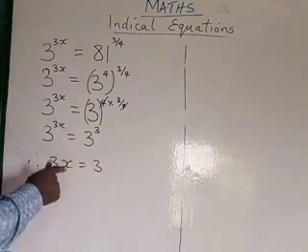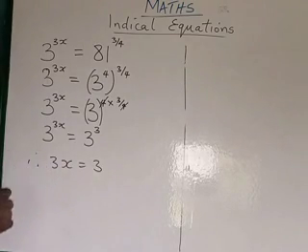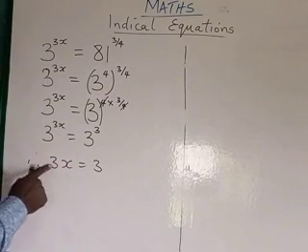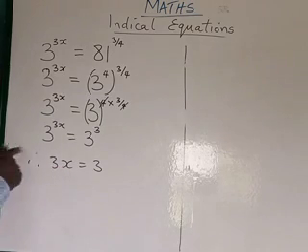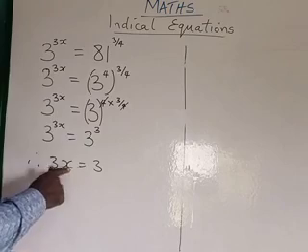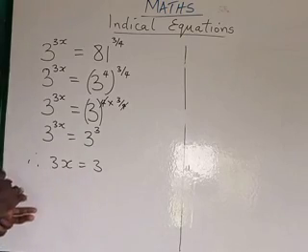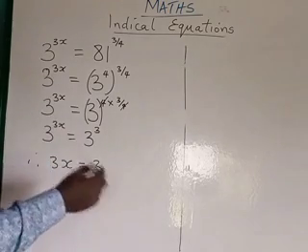So how do we get the value of x? We get the value of x by dividing both sides by 3, so that the 3 cancels and leaves x. Whatever we do to the left hand side, we also do to the other side, the right hand side.